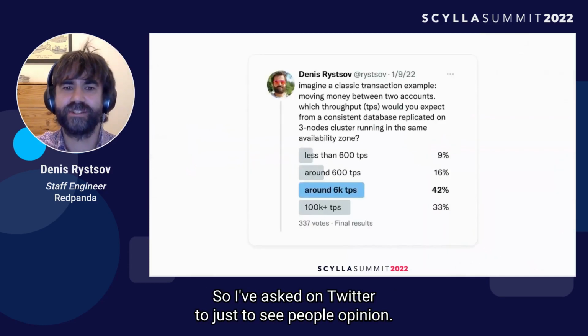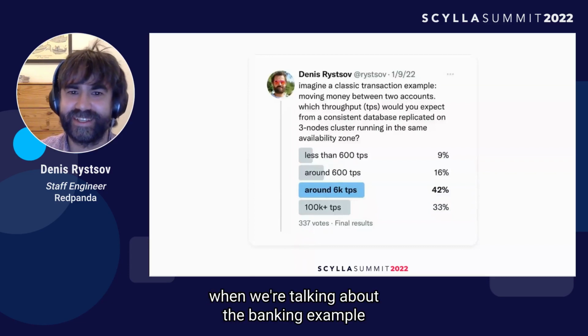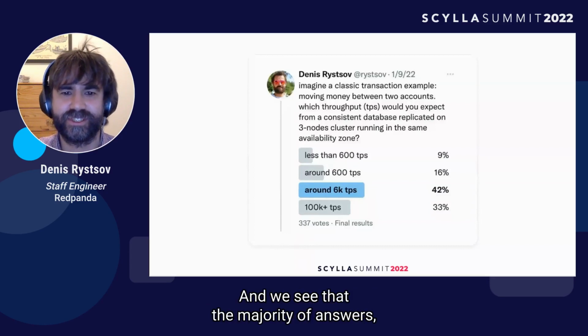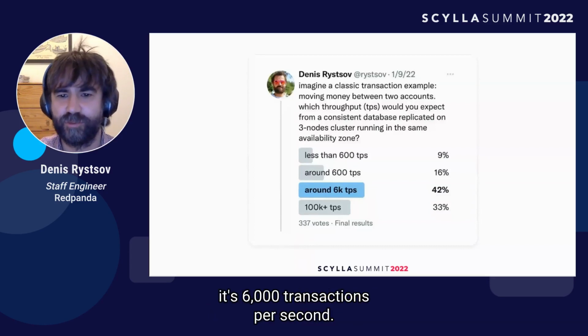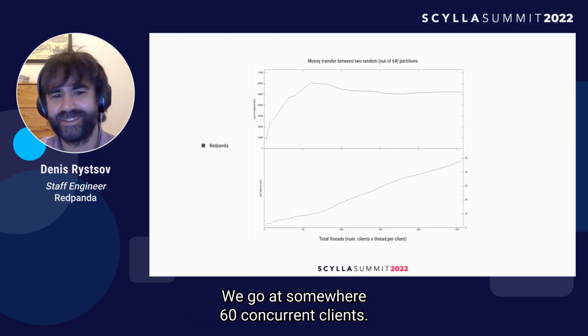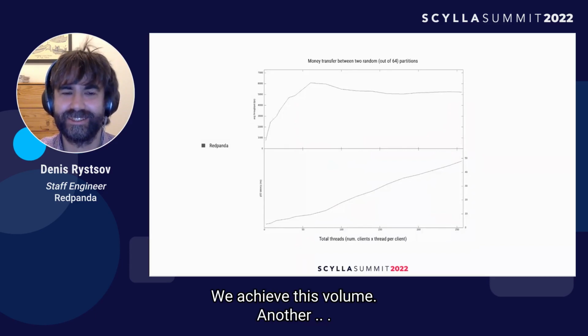So I asked on Twitter, just to see people's opinion, what's the expected performance of a replicated distributed database when we're talking about the banking example with transferring money between two accounts. And we see that the majority answered that it's 6,000 transactions per second. And you know what? This is the data for Redpanda. With around 60 concurrent clients, we achieved this value.